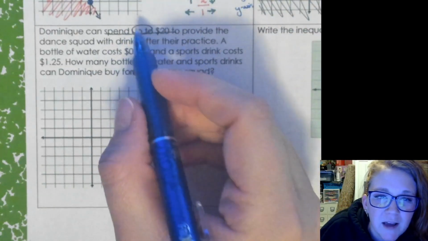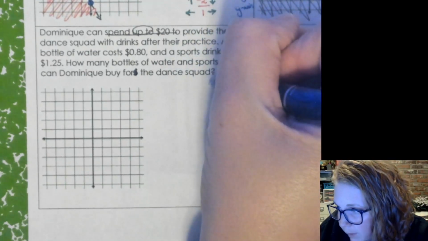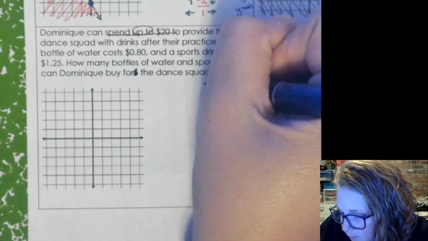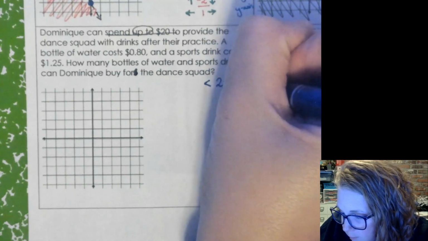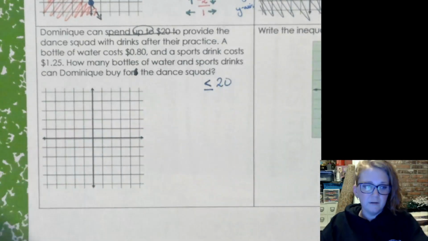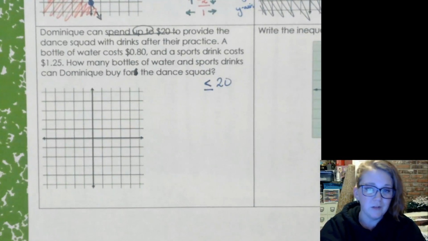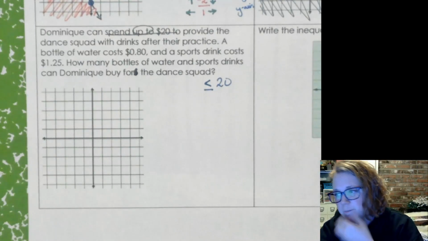So if we can spend up to $20, that means you can only spend less than $20 or exactly $20. We can't go over it though. But we can spend exactly 20 or less than 20. Those are our options. Okay.